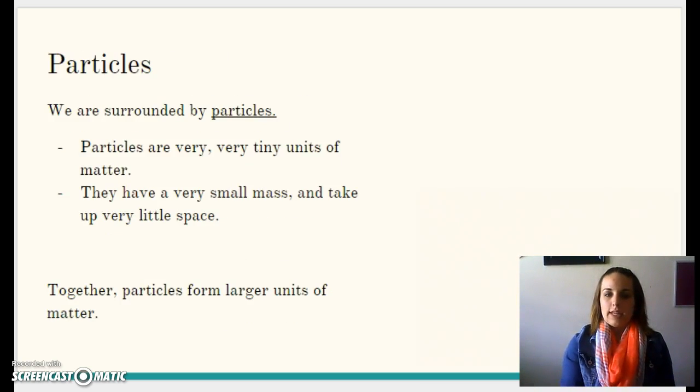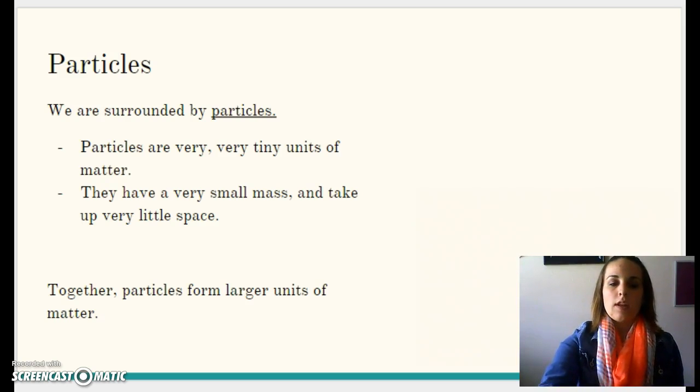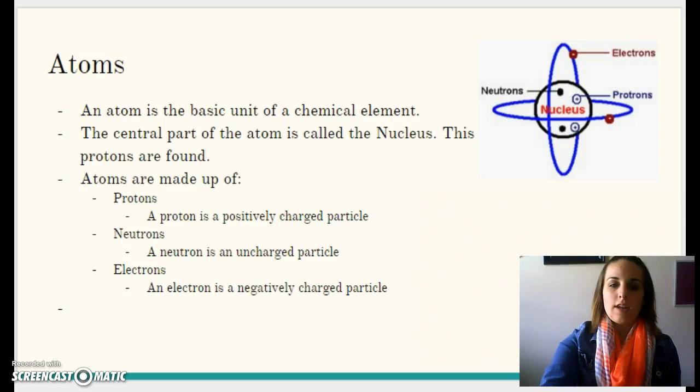Now, a particle is matter, and they're very, very tiny units of matter. They have small masses, and they take up very little space, but together particles help form larger units of matter. Now, the smallest unit of matter and basic unit of a chemical element that we're looking at is an atom. And an atom, here in the corner we have a model, is made up of 3 different types of particles.